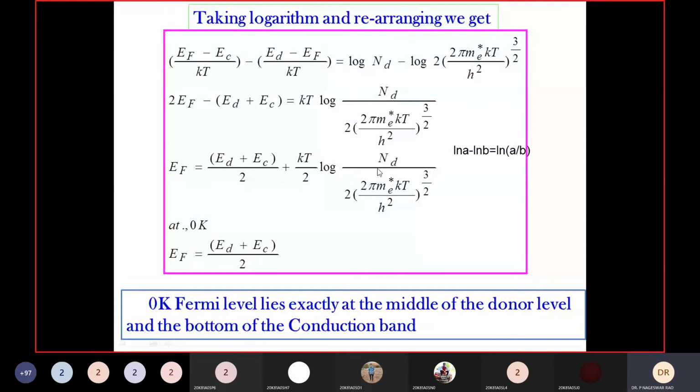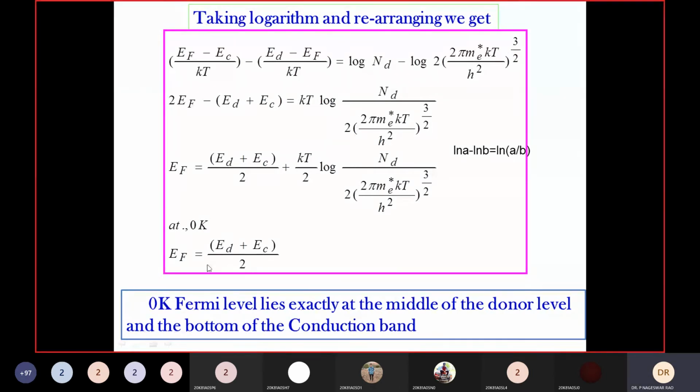What is the position of the Fermi level in case of an n-type semiconductor? It means it lies in between the donor level ED and EC, that is, in between the conduction band and the donor level.